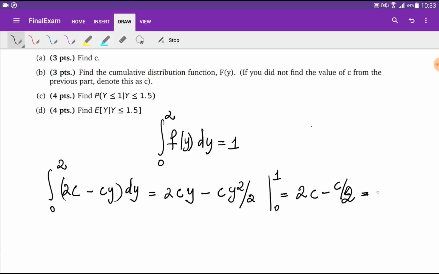So I need to equalize this to 1. So this is going to be equal to 4c minus c is equal to 2. So 3c is equal to 2, so that is why c is going to be equal to 2 over 3.